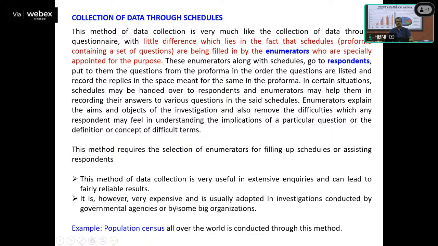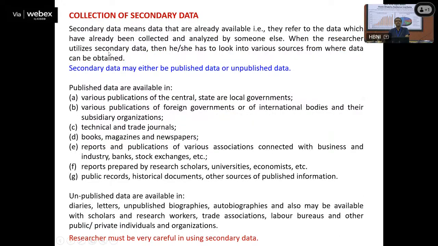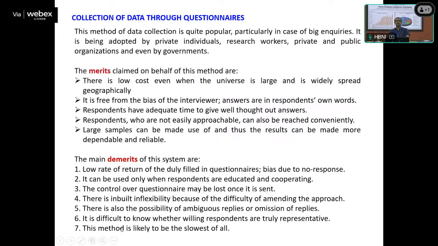It is, however, very expensive and is usually adopted in investigations conducted by governmental agencies or some big organization. Example, population census all over the world is conducted through this method. So this is how population census is done, and India is also planning the census, and these are done through enumerators. Now, these are the methods of primary data collection.